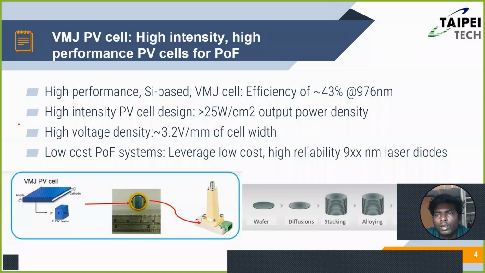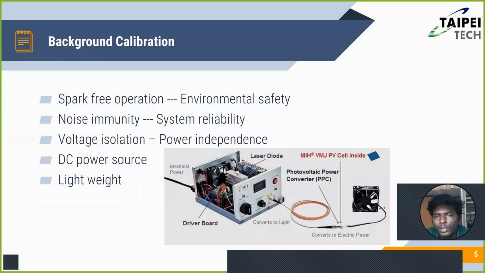VMJ PV cell. Next, we have the VMJ PV cell. This high performance silicon based cell is optimized for power over fiber application. It has a remarkable efficiency of around 43% at 976 nanometer and it can deliver over 25 watts per square centimeter. Its high voltage density and low cost design make it ideal for pairing with 976 nanometer laser diodes.